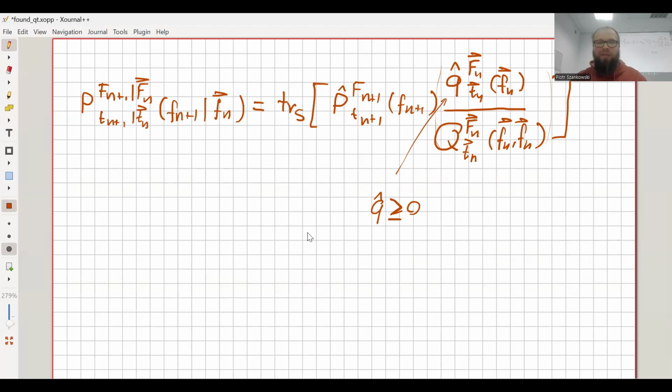So now we know a couple of things about this formula. For one, this is a probability distribution. So if it's normalized, right? If I sum over Fn plus 1, it's 1, because it's a conditional probability. On the other hand, we have projection operators here. They are a complete set of projection operators. So I sum over Fn, and they give me identity, all right? So a completeness relation for projectors, and this is a normalized probability on the other hand.